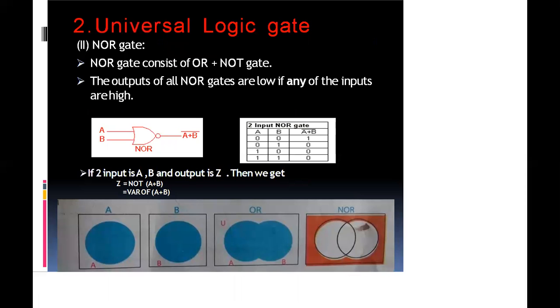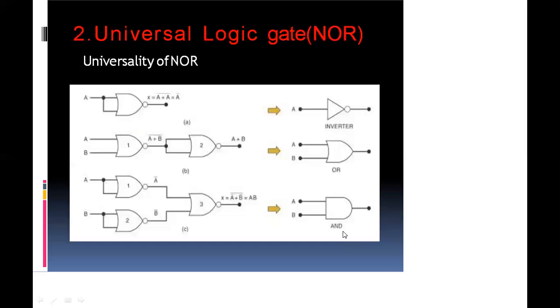The NOR gate consists of an OR plus NOT gate, and it gives just the opposite result of the OR gate. In the OR gate, we have this Venn diagram that is shown below. And if we complement this OR gate, then we get NOR. For the result of the NOR gate, this Venn diagram is for the NOR gate.